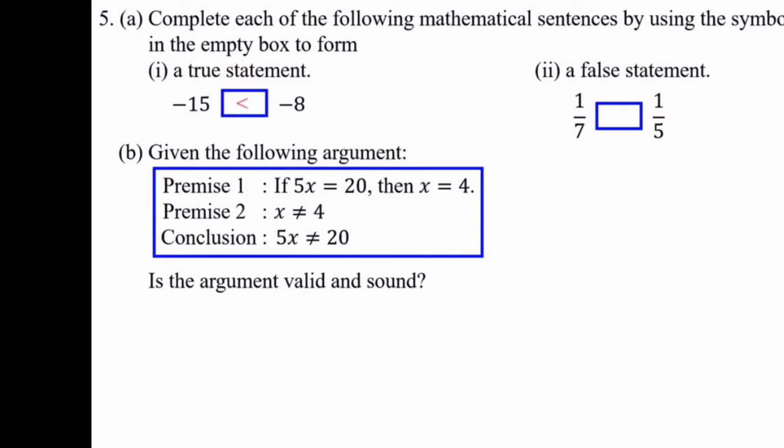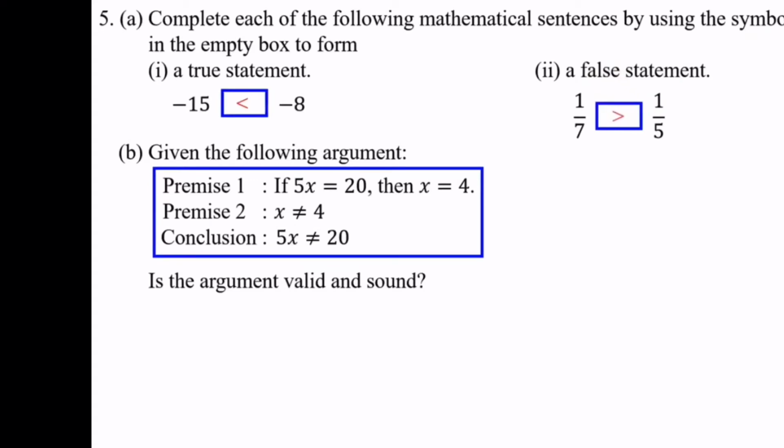Okay, for number 2, you can press your calculator for 1/7 for the decimal value and 1/5 for the decimal value, and you realize that 1/7 is smaller than 1/5. So if you want to make a false statement, you have to make the symbol become bigger. So 1 over 7 is bigger than 1 over 5. So it is a false statement if you write the symbol more than. Okay, 1 over 7 more than 1 over 5 is a false statement.